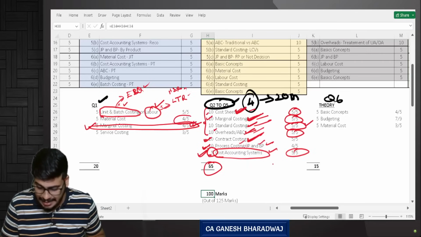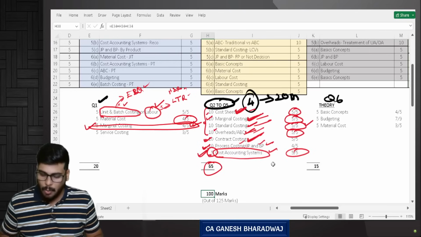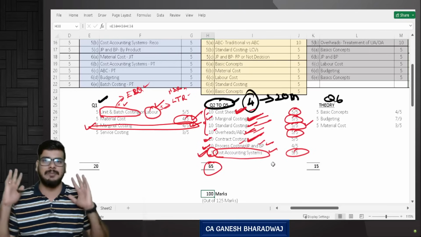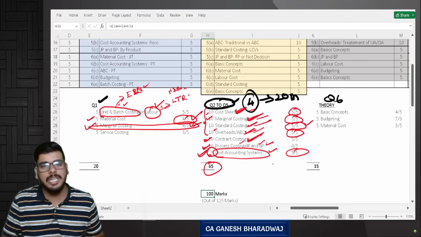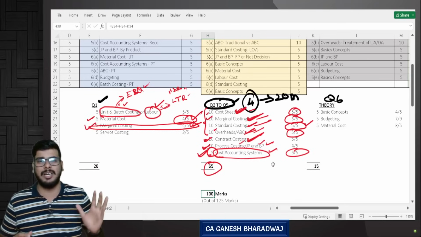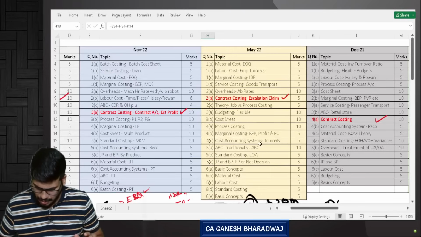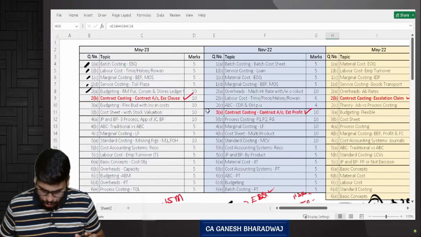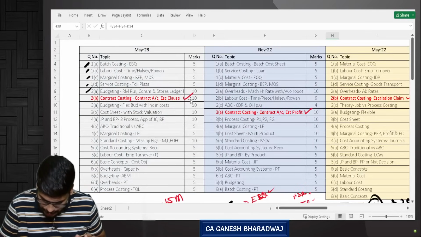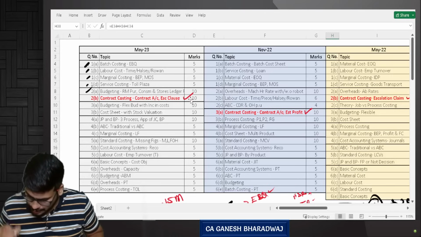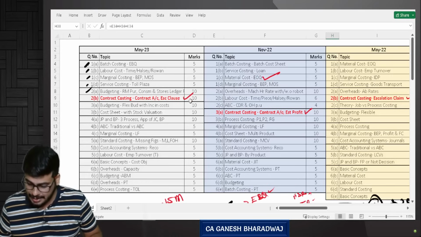Then again, in material cost, in the last 4 out of 5 attempts, you can see this chapter material generally comes in the question number 1 5 mark category. Clear with this? So if you see here, this is your May 23 attempt. Look at this, the November 22 attempt, material cost has come. Here they tested EOQ.